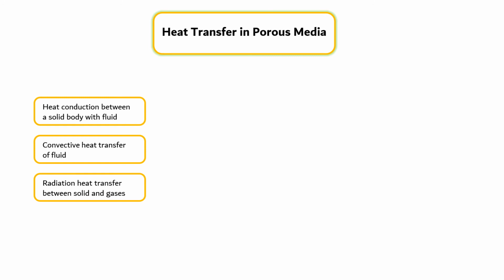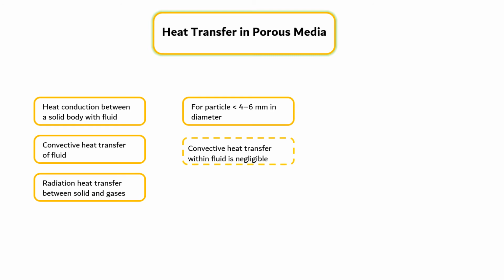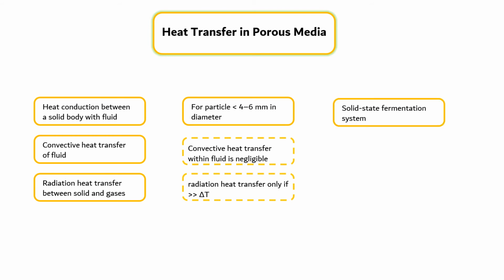A large number of experimental studies and results of theoretical analysis show that for a particle that is not more than 4 to 6 mm in diameter, the contribution of convective heat transfer within the fluid is negligible, and the radiation heat transfer contribution is obvious only when there is a great temperature difference between solid particles and the pores are in a vacuum or are occupied by gas. Thus, for a solid-state fermentation system, evaporative cooling and convection are the more important methods of heat exchange.